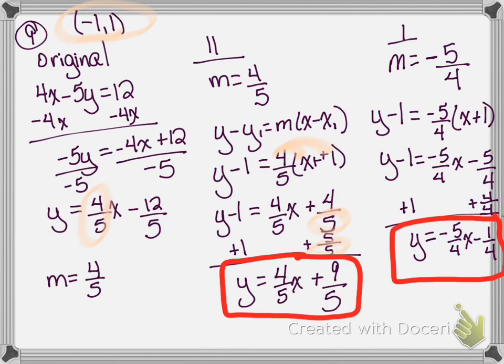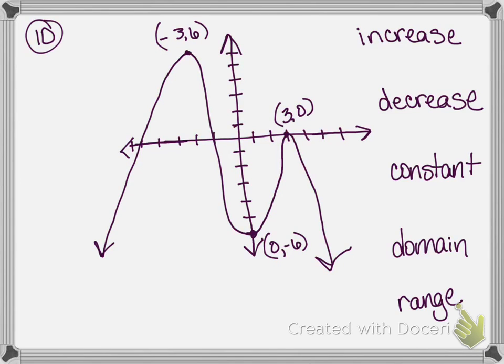Okay, now I have one more problem that I'm going to show you how to do, and this is the increasing and decreasing lines. So let me sketch this graph again, just so we can all see what it looks like. Okay, here is the graph for number 10. We are identifying the increasing, decreasing, and constant intervals. And then I also want you to look at the domain and the range.